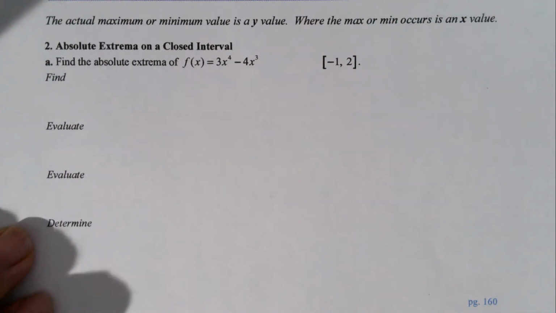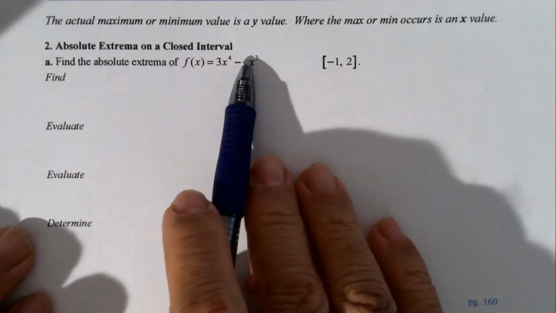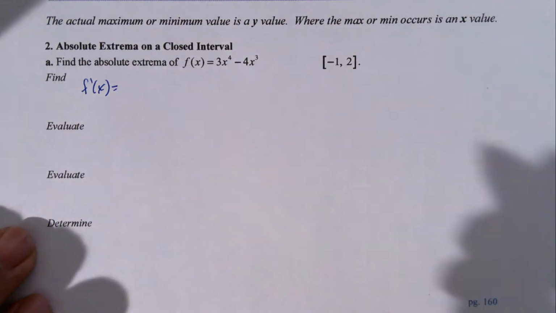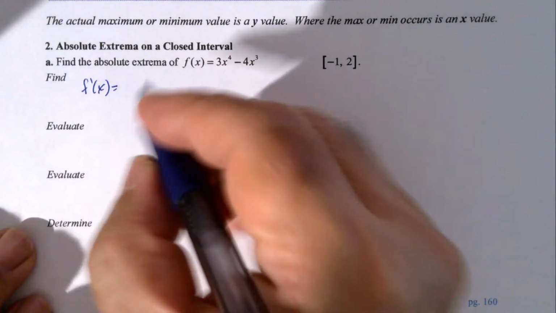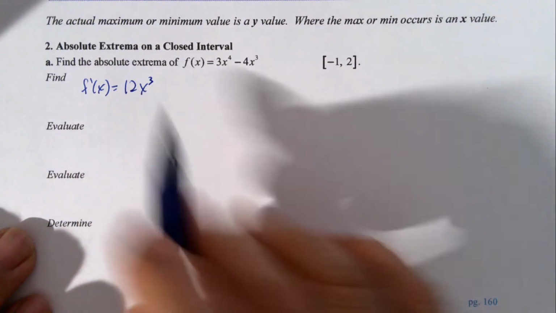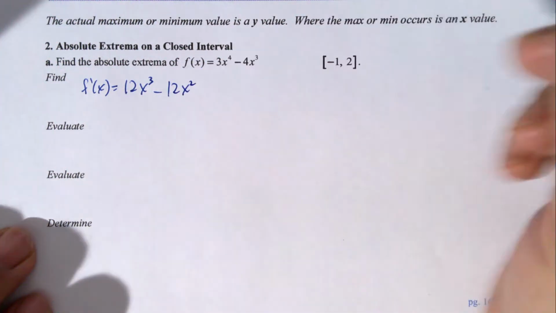So find the critical numbers. First we're going to take this derivative and set it equal to 0. We'll take the derivative first. So f prime of x is 12x to the third, right? 4 times 3 is 12. Subtract 1 from the exponent. And 12x squared. Set that equal to 0 and solve.